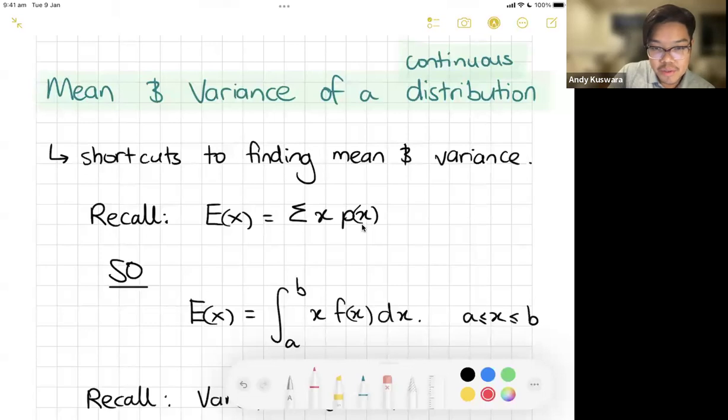What I want you to note here is the fast way. You can just integrate it in between your two points, and then you find it's just x times your function. That's going to find you your expected value. So that's kind of nice.